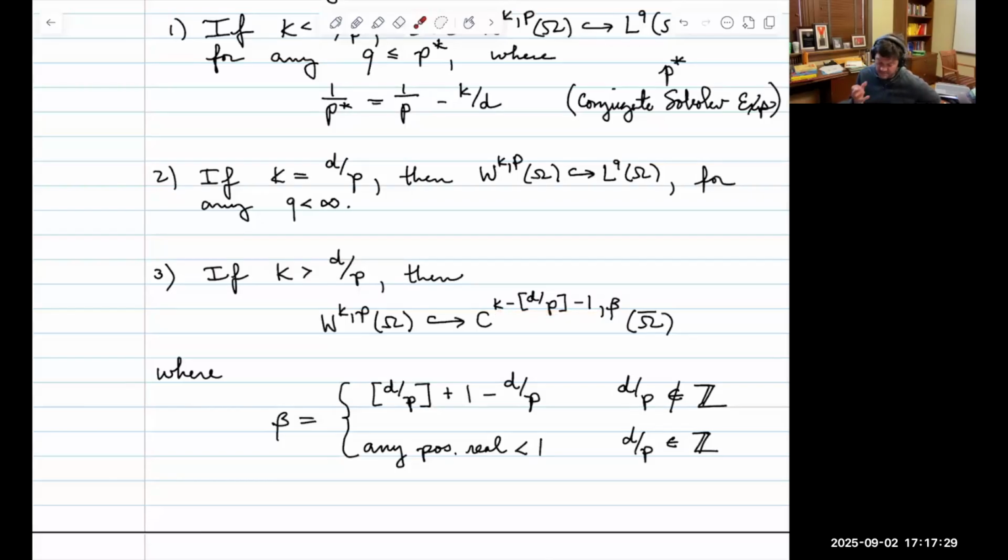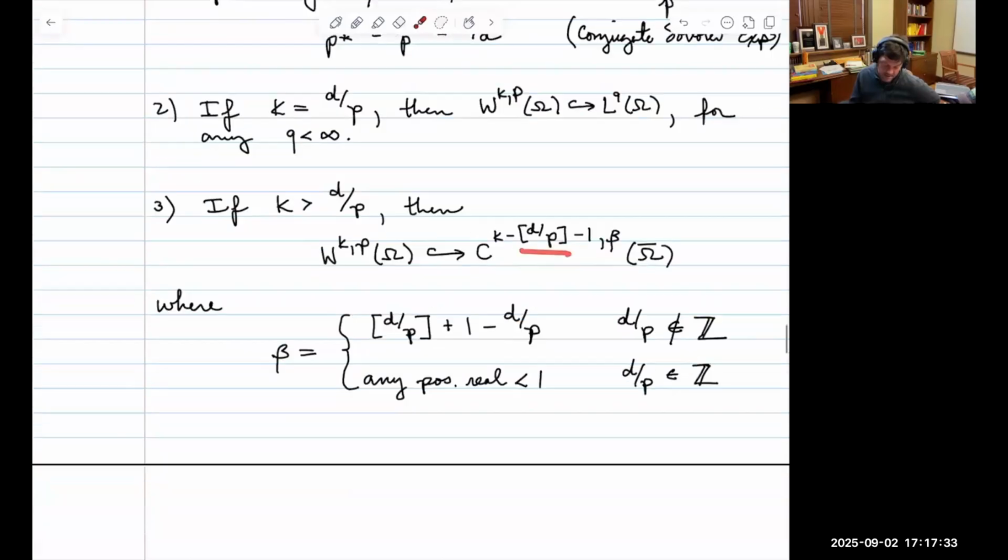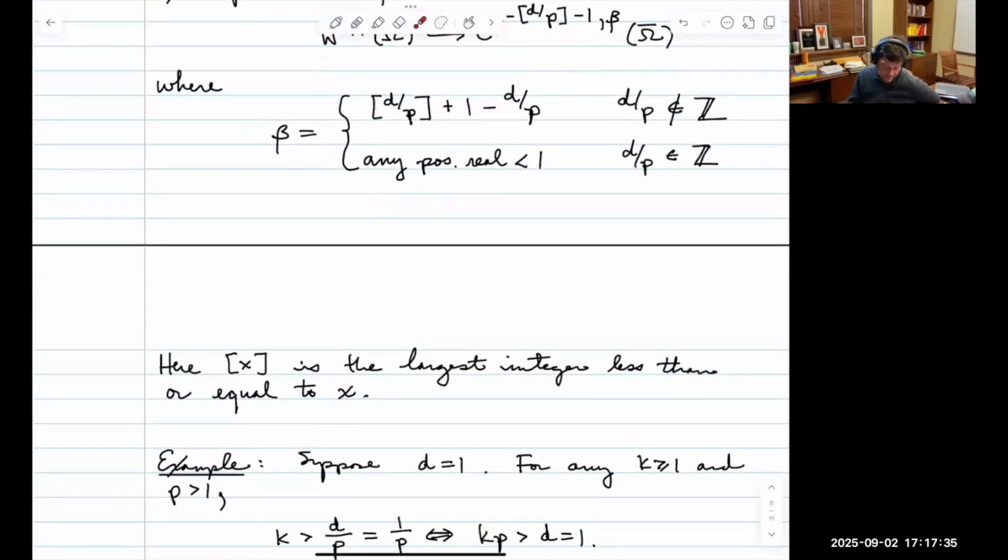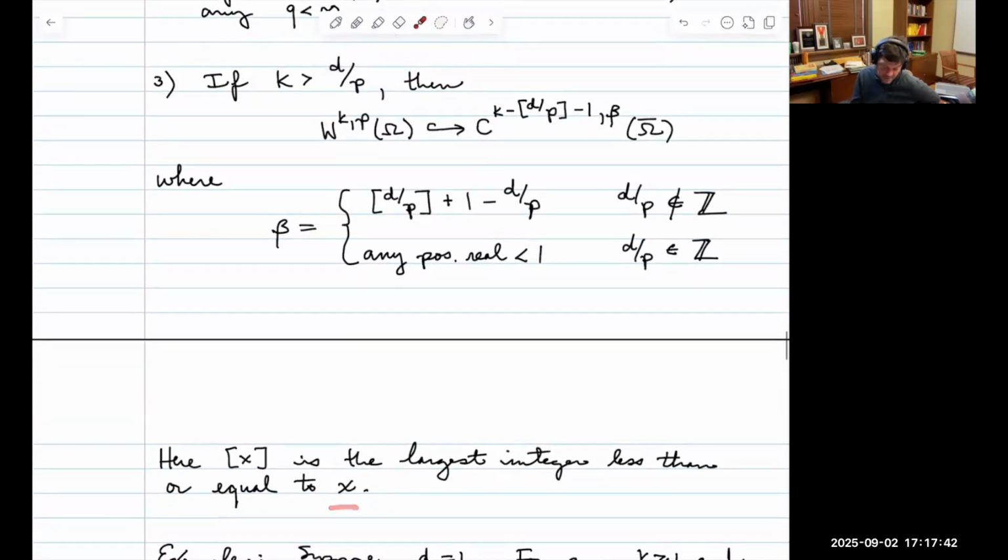k is a simple positive integer. This floor bracket means the largest integer less than or equal to x. So this is some integer that I'm going to subtract away from k. But since this is less than k, the thing I'm subtracting away is still less than k. I'm going to subtract one more, and this is just going to be some positive integer.